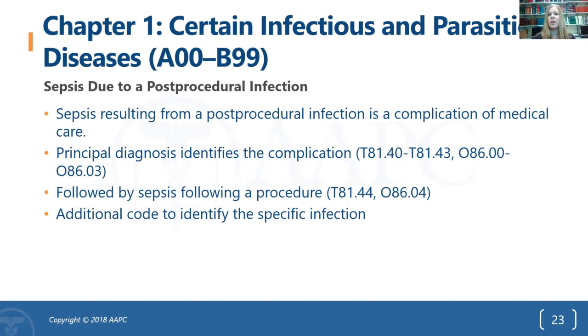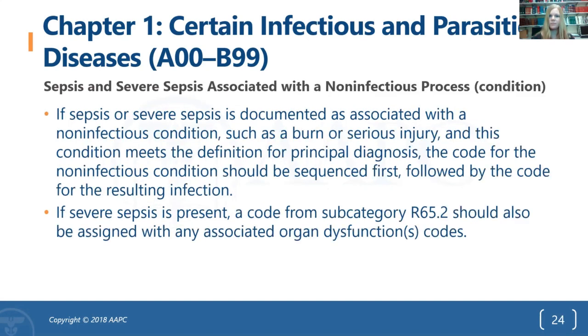Sometimes sepsis is the result of a post-procedural infection, and that would be considered a complication of medical care. In those instances, you would report the complication first, followed by sepsis following the procedure, followed by any additional codes required to identify the specific infections. If sepsis or severe sepsis is documented as associated with a non-infectious condition, and that condition meets the definition of a principal diagnosis, you would code the non-infectious condition first, followed by the code for the resulting infection. Pay attention to the sequencing here.